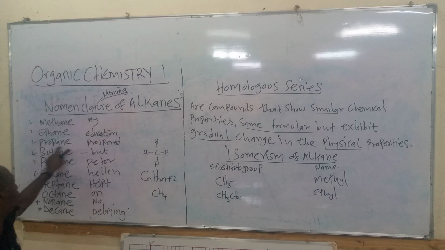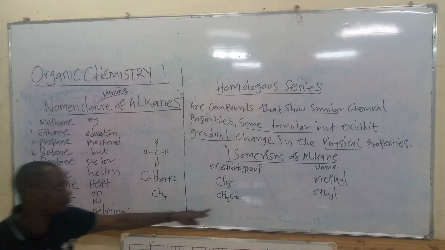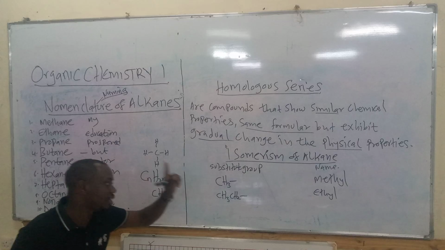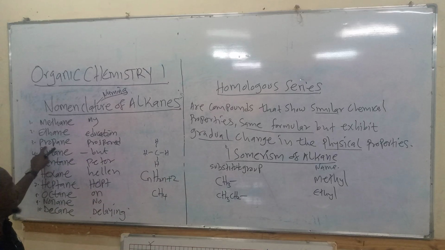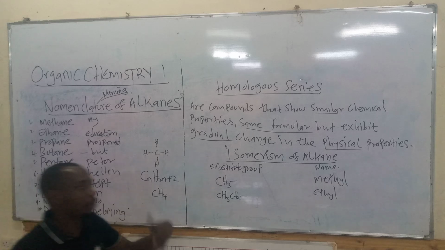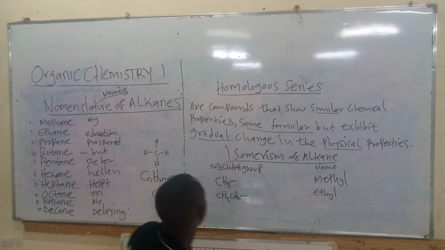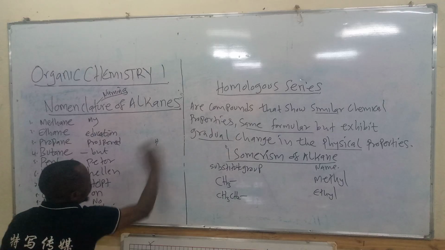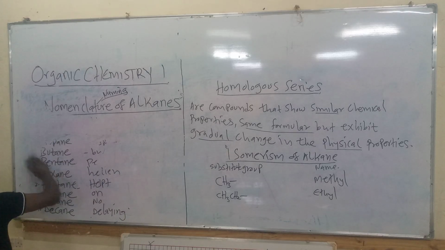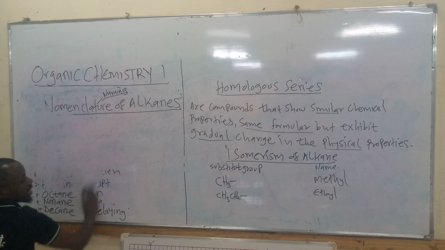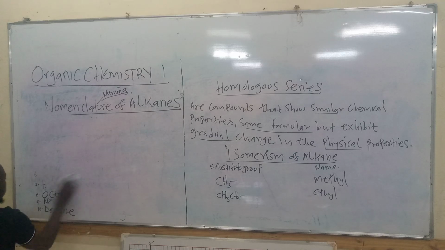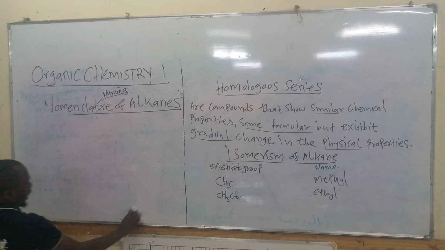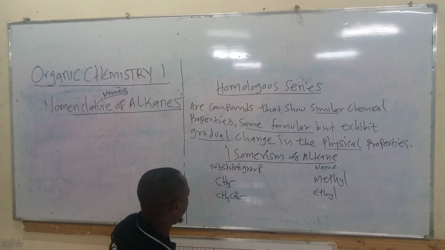And all the rest go on like that. Whenever we have propane with one less hydrogen atom, the name of the substituent group becomes propyl, and so on. Let me give you an example so you can see how we name using those substituent groups.